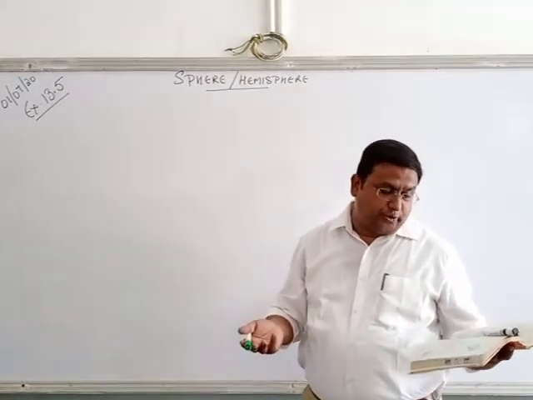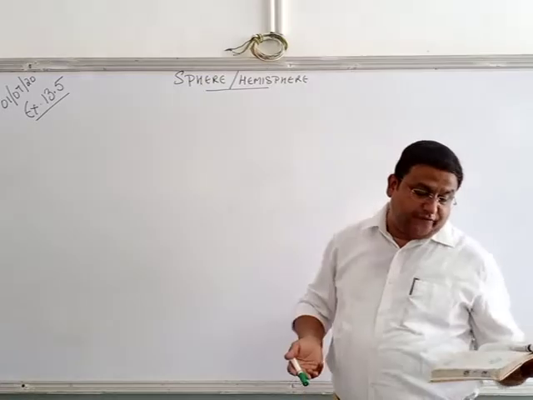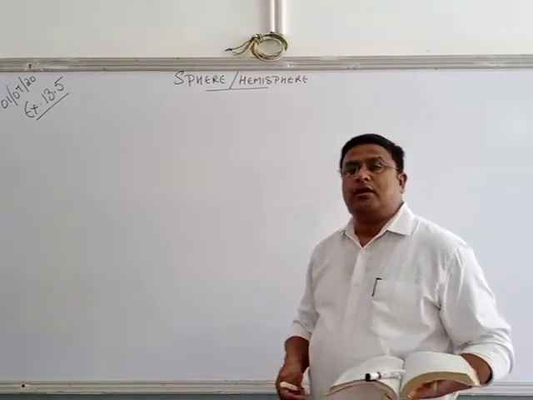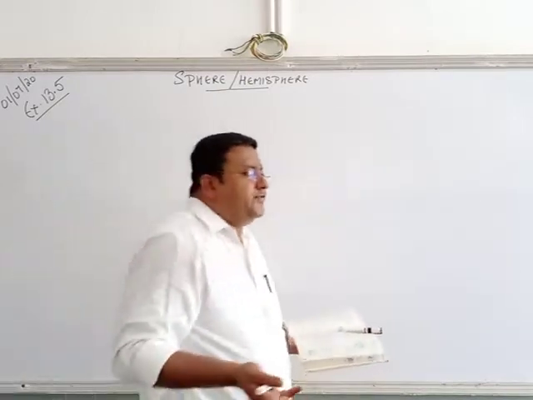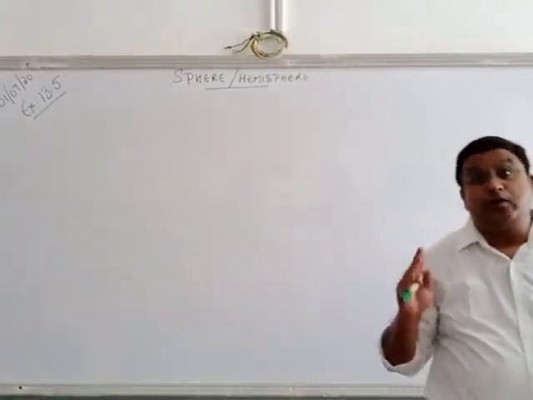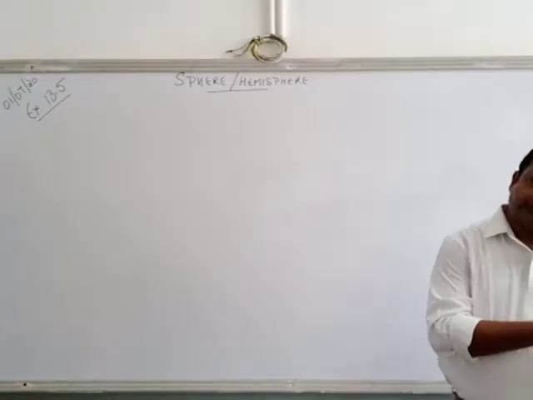Question number 3 also you can do. Total surface area of a hemisphere is given to you. Find the total surface area of hemisphere. Radius is given 10. For the hemisphere, 3 pi r square. Total surface area, r is given to us.